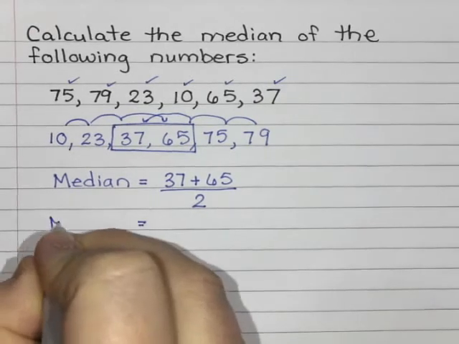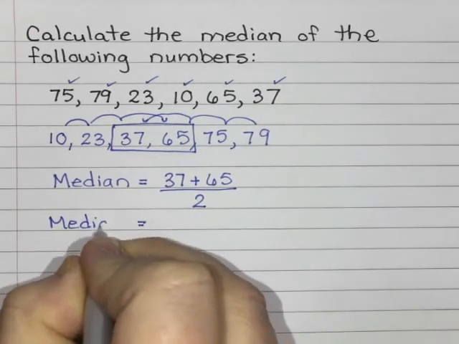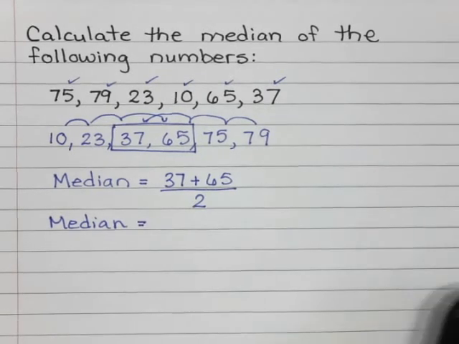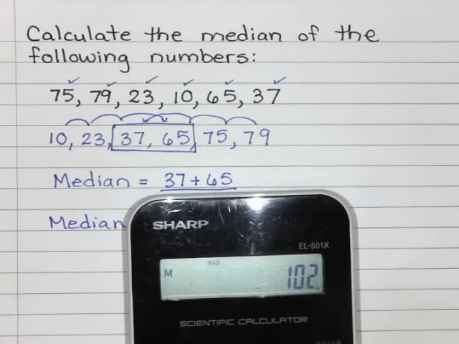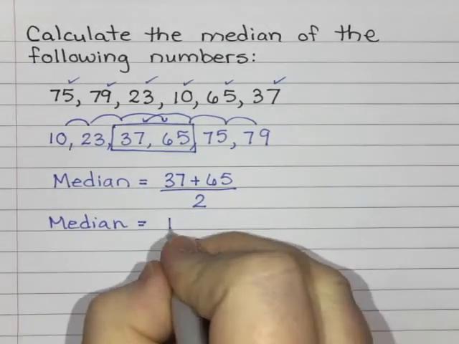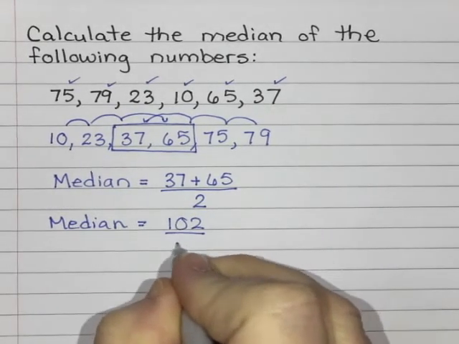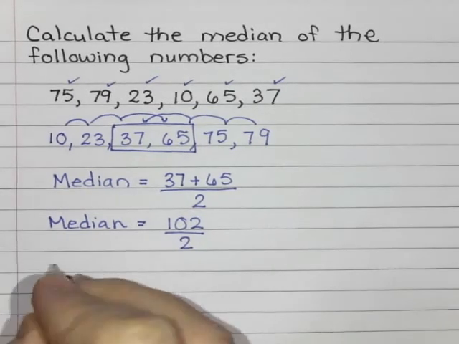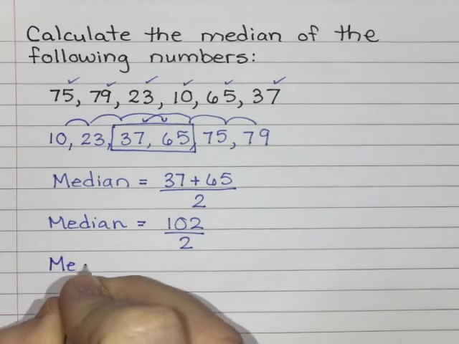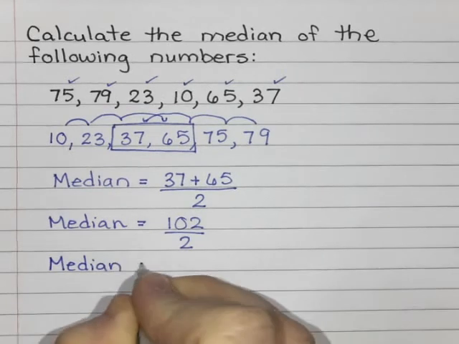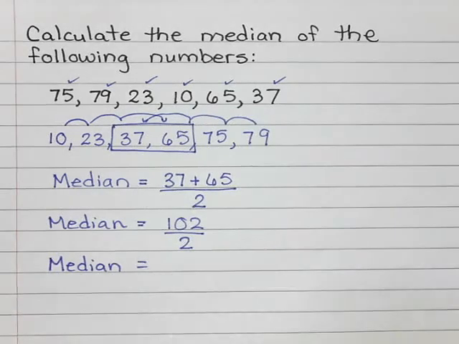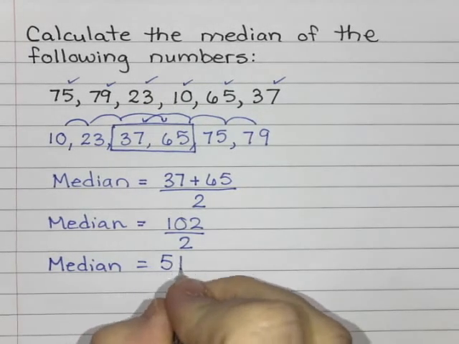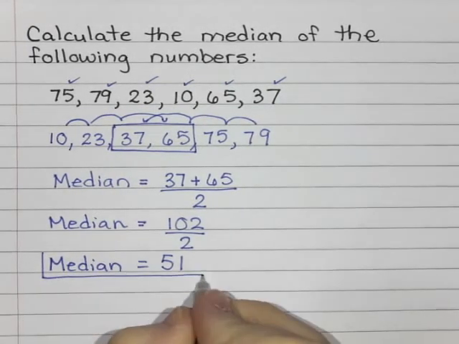So that means my median is going to be 37 plus 65, which is 102, divided by 2. Now 102 divided by 2, I believe, is 51. And it is. So that means our median, or our middle number, is 51.